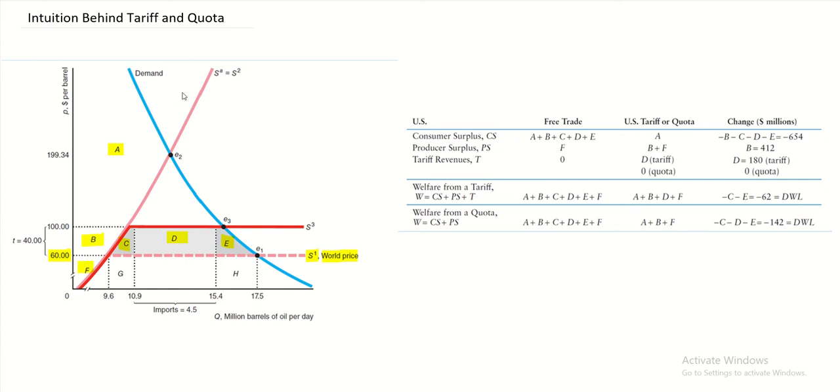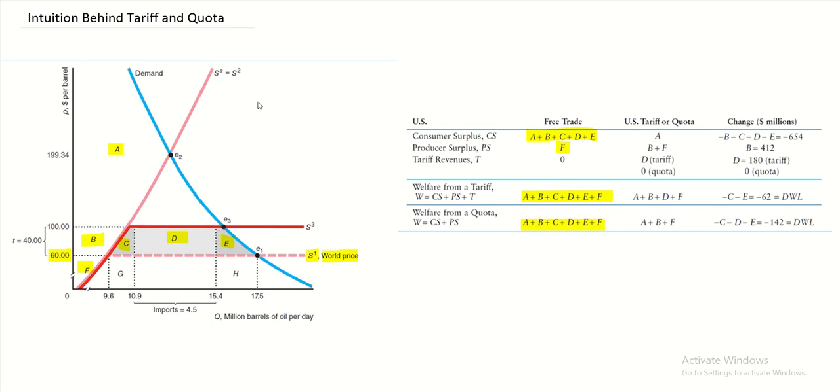If you are not really familiar with consumer surplus, producer surplus and welfare analysis, you can check out my video that I posted before. In this situation, the total welfare is essentially A plus B plus C plus D plus E plus F, which is consumer surplus plus producer surplus. So we have covered all of that.